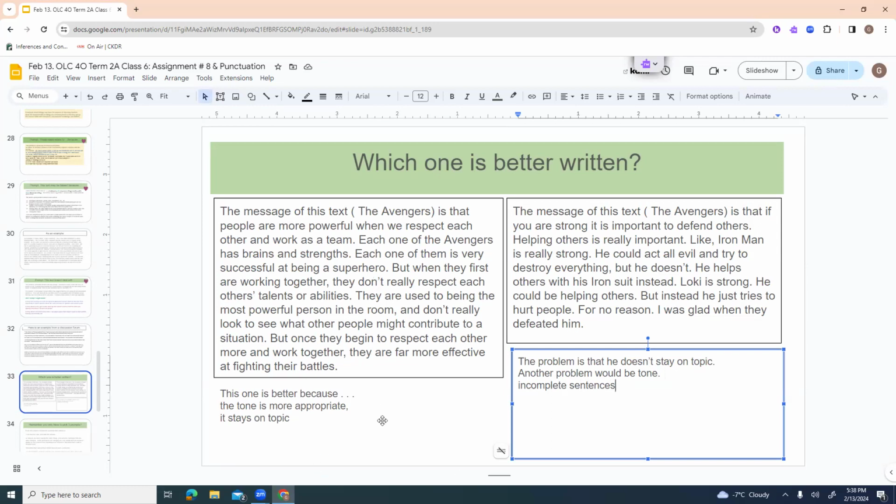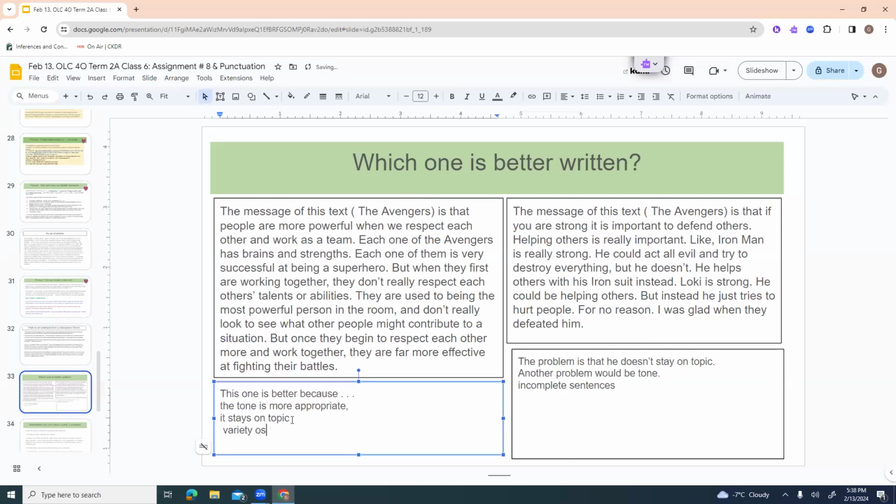This one is a little better because the tone is more appropriate. It stays on topic. I will also say it uses a variety of sentence types. It is also a little bit longer, which I do tend to look for.